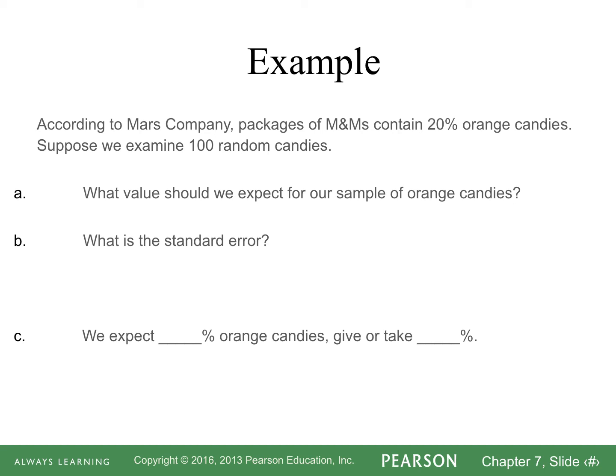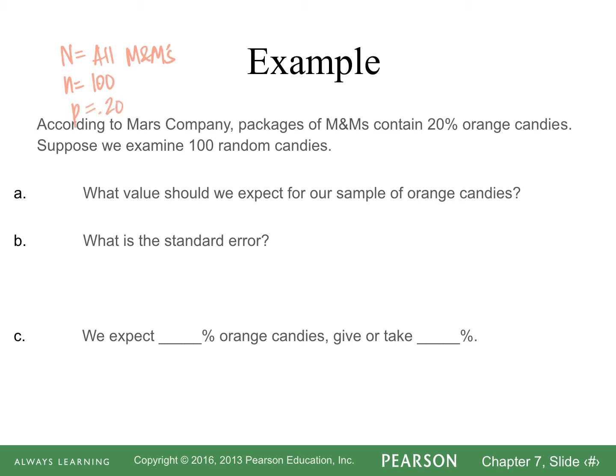So let's go ahead and identify all the parts here. First of all, what is the population? Well, according to Mars Company, packages of M&Ms contain 20% orange candy. So we don't know what the population size here is, but we'll say that the population is all the M&Ms. And we also see that we're examining 100 random candies. So that is our sample size. Now we have this other number here, this 20%. Here's where we're going to determine, is this P or P hat? Well, because it's coming from all the packages of M&Ms, this tells us that 20% is P.